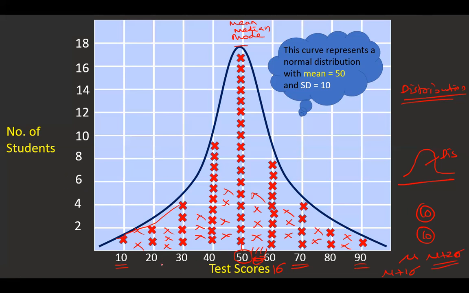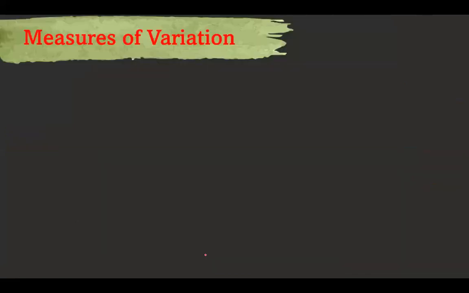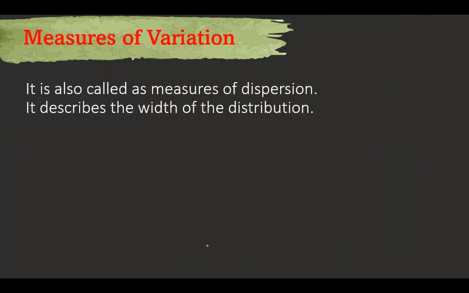So we'll be having a normal curve separately for standard deviation. Okay, now what are all the measures of variation we are going to study here? First we should understand what it actually is. It is also called measures of dispersion. Dispersion means how the values are distributed.